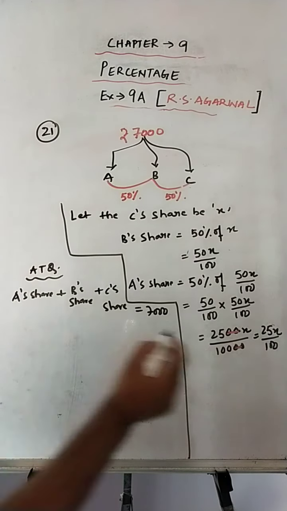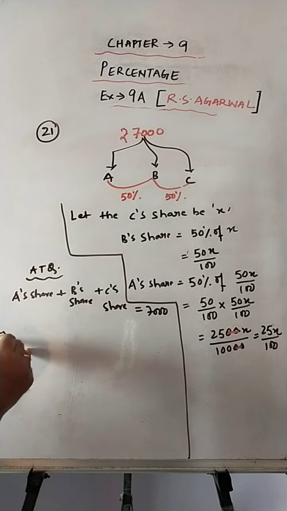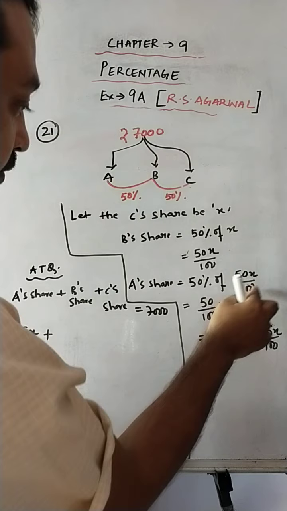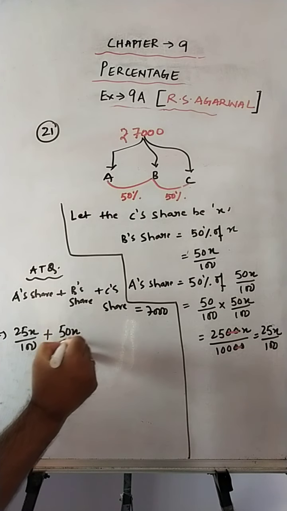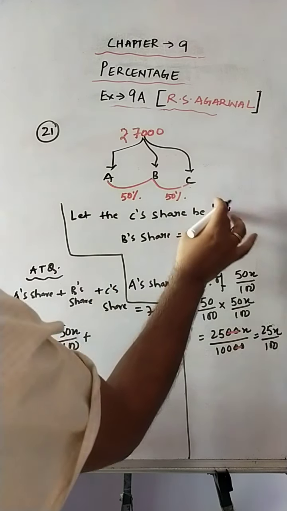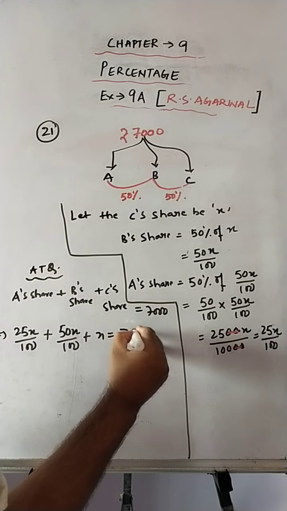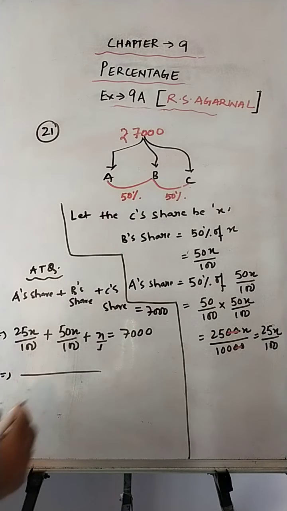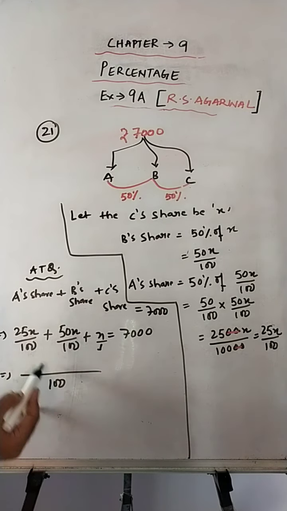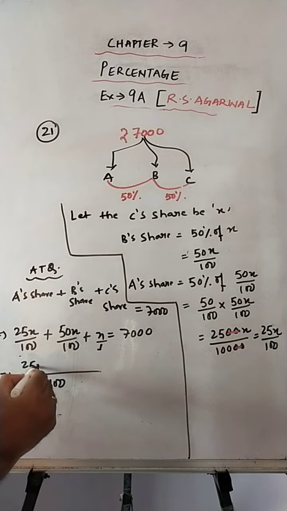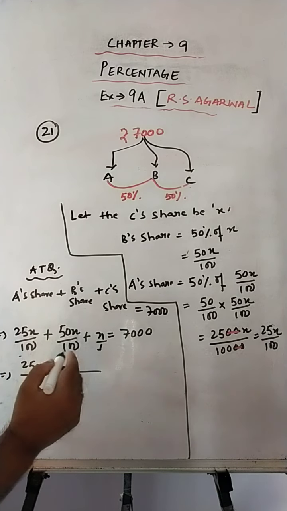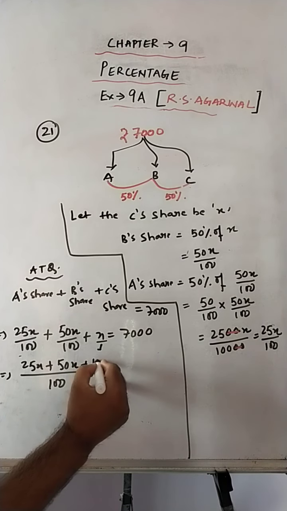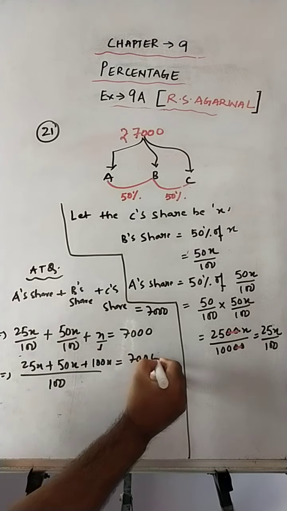Now what is A's share? A's share is 25x by 100. What is B's share? 50x by 100. And what is C's share? It is x. That would be equal to 7,000. Now we'll take the LCM. So x has 1 as a denominator, so it will be 100. 100 divided by 100 is 1, so it will be 25x. 100 divided by 100 is again 1, so it is 50x. 100 divided by 1 is 100, 100 into x is 100x. That will be equal to 7,000.